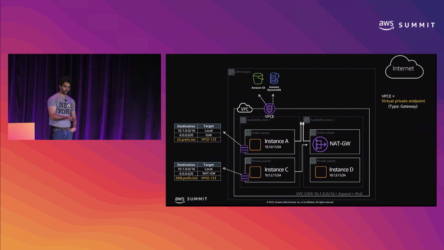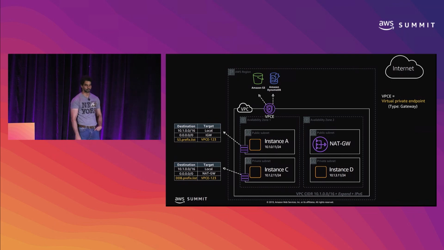So let's just get rid of our internet to avoid any confusion. So you want to access S3 DynamoDB privately, this is your architecture. No internet gateway required, no public IP required.